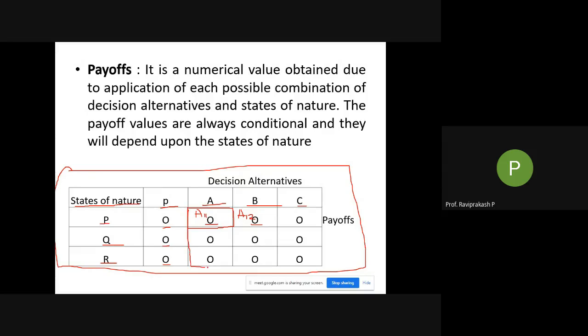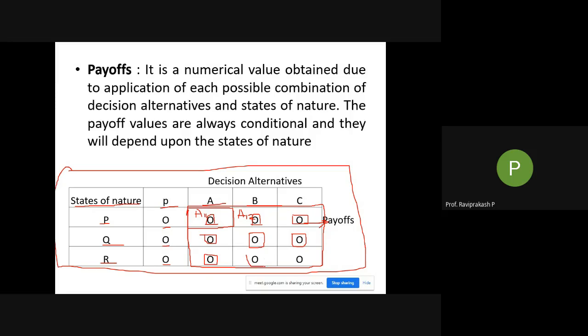I'll draw a bigger outline here. The values under this big square or rectangle I have drawn are called payoffs. This O is a payoff. All these O's, whichever I am marking now, I'll mark around those. So these all are payoffs. And the top ones, A, B, C, are the decision alternatives and P, Q, R are the states of nature.